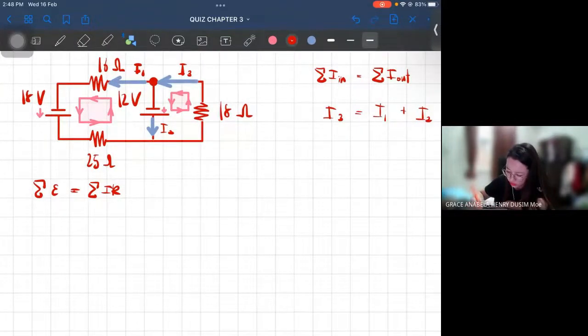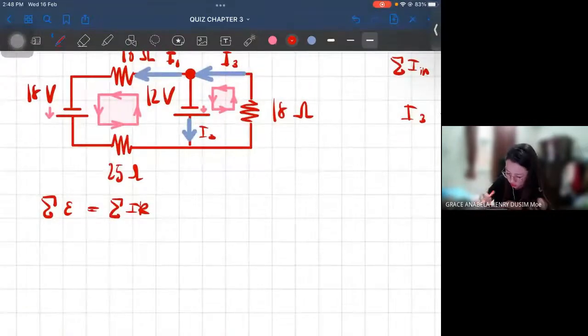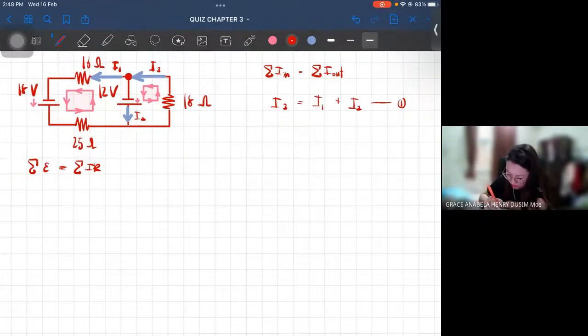Now, next, we can then try to create the equation lah. Okay, so loop 1. Let's look at loop number 1. Loop number 1 sahaja. So this one's gonna be 18.